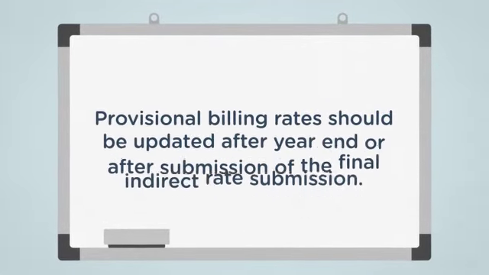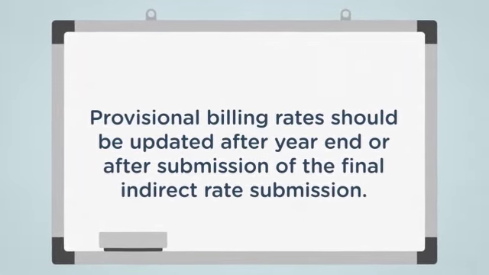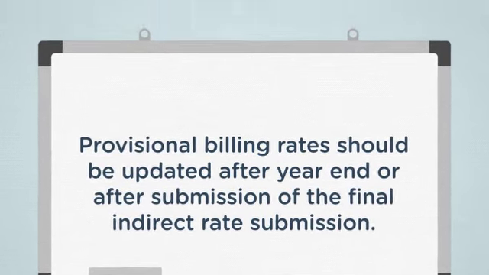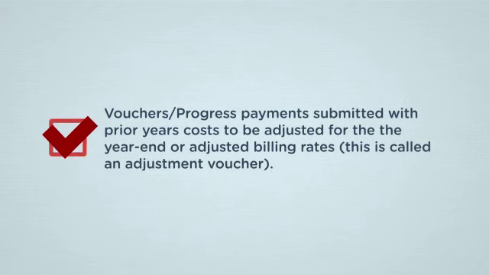Provisional billing rates should be updated after year-end or after submission of the final indirect rate submission. Vouchers and progress payments submitted with prior year cost should be adjusted with the year-end or adjusted billing rates. This is called an adjustment voucher.